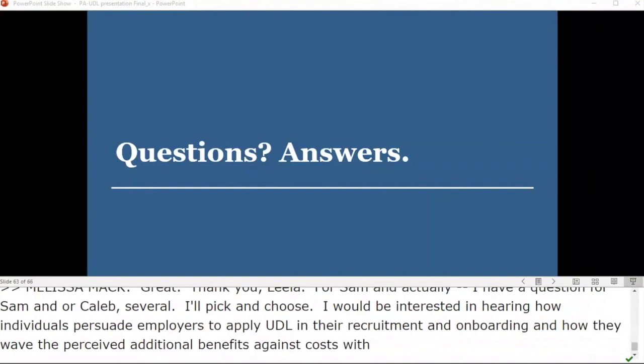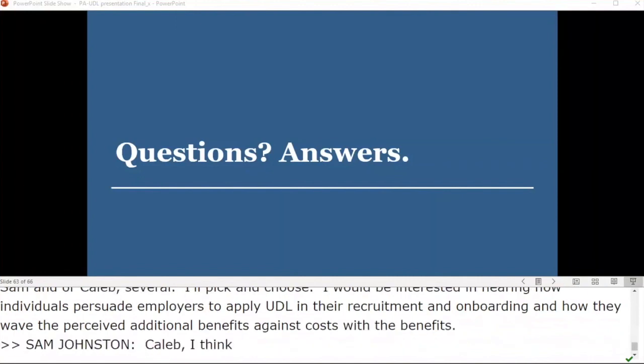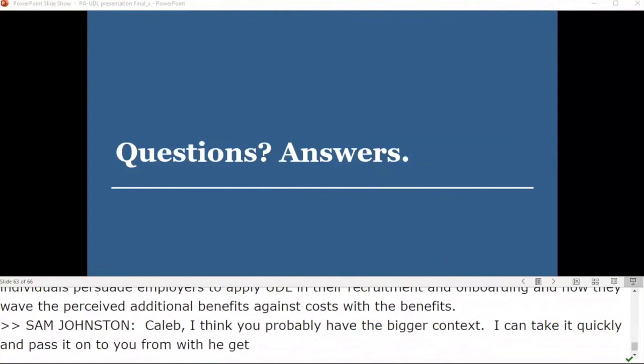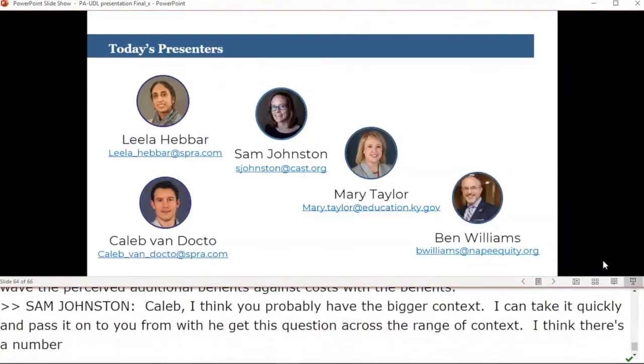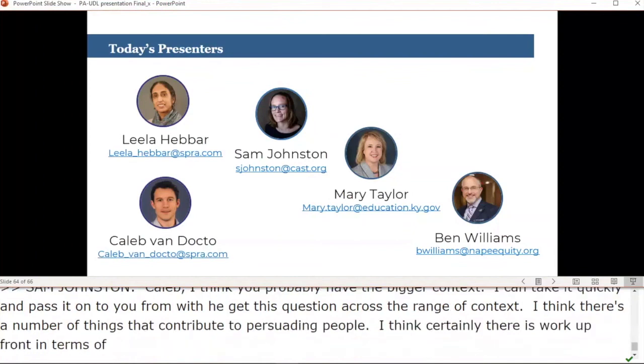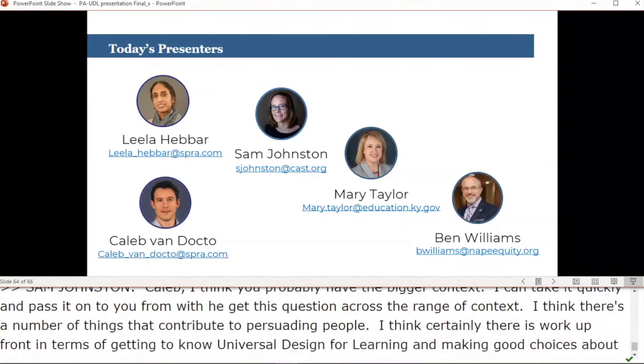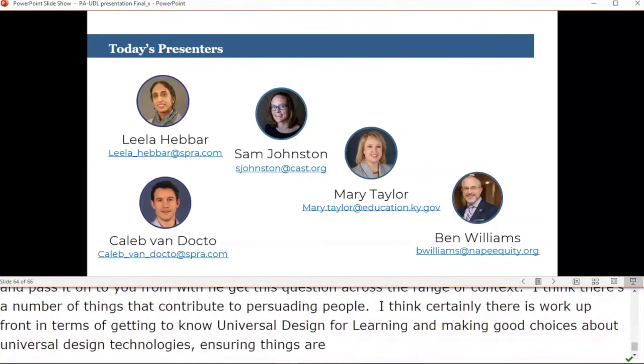Sam here. Caleb, I think you probably have the bigger context. I can take it quickly and pass it on to you. We get this question across a range of contexts. I think there's a number of things that contribute to persuading people. Certainly there is work up front in terms of getting to know universal design for learning and making good choices about universally designed technologies, ensuring things are accessible, which is foundational to UDL. But I think there is also a case to be made for what employers get, right?